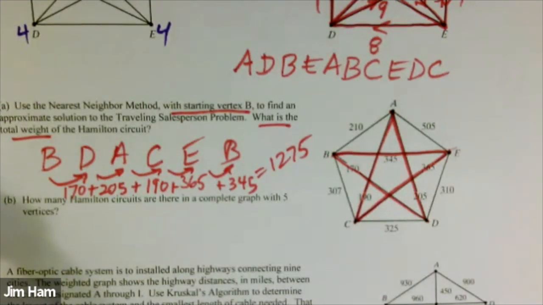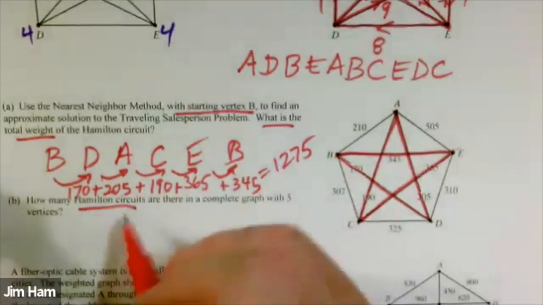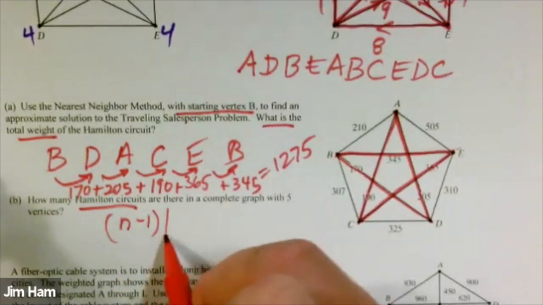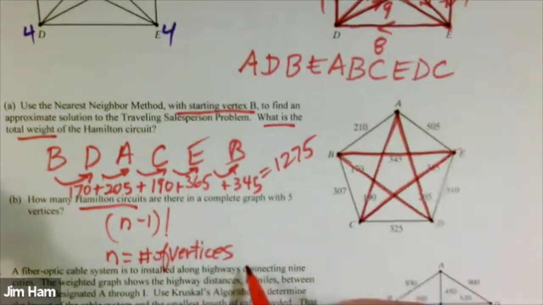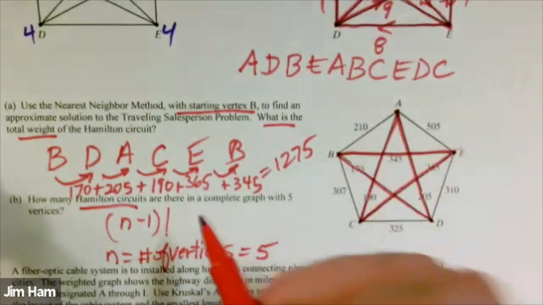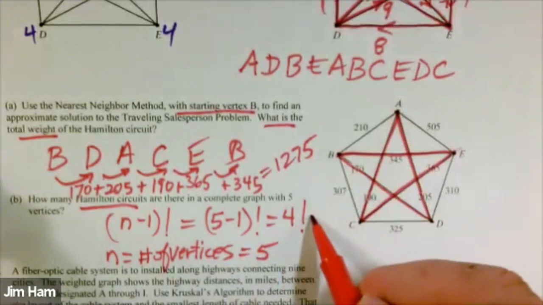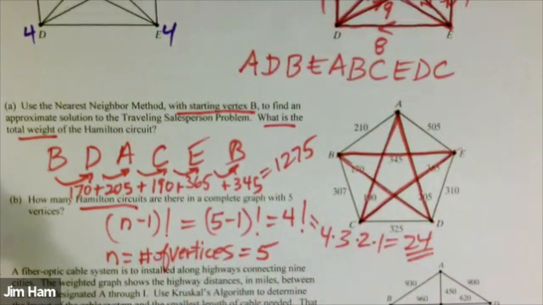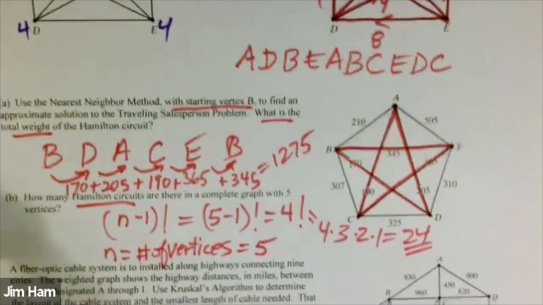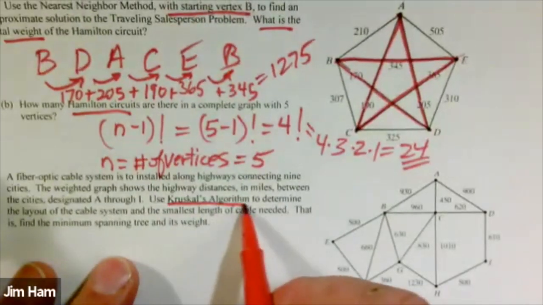Okay, this is a complete graph. Every vertex goes to every other vertex. How many Hamilton circuits are there? Well, I guess you have to remember this result. The number of Hamilton circuits would be n minus 1 factorial, where n equals the number of vertices. 1, 2, 3, 4, 5. Since we have 5 vertices in this picture, there are 5 minus 1 factorial, 4 factorial, 4 times 3 times 2 times 1. 24 different Hamilton circuits. Okay, and the last one, it does mention Kruskal's algorithm.